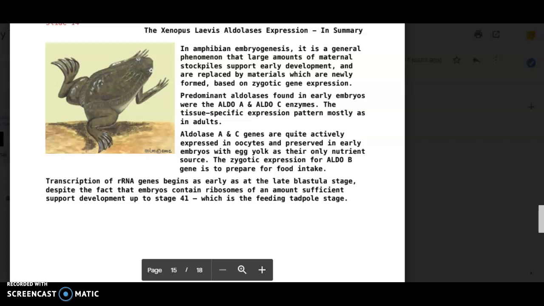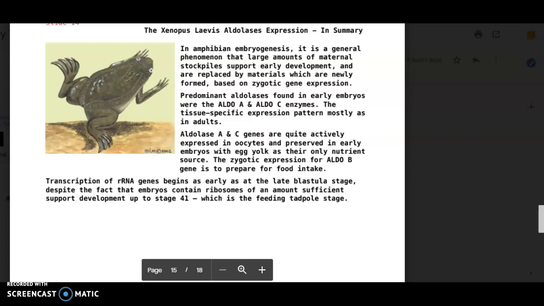Based on the zygotic gene expression during development, a switch from the maternal to the zygotic messenger RNA was also observed for aldolases A and C. The maternal aldolase B messenger RNA occurs only at a residual level, and extensive transcription takes place only after the late neurula stage. This agrees with the zymogram analysis. Predominant enzymes present in the early embryos were aldolase A and C.